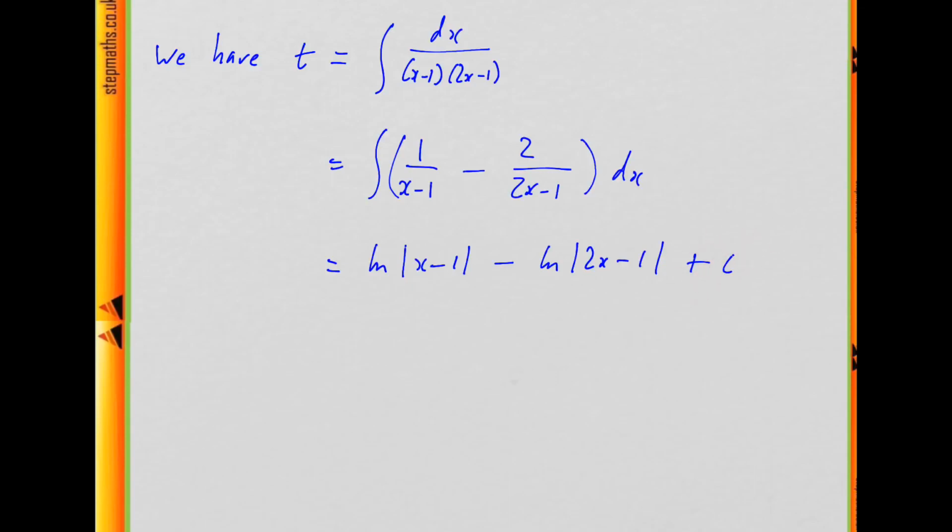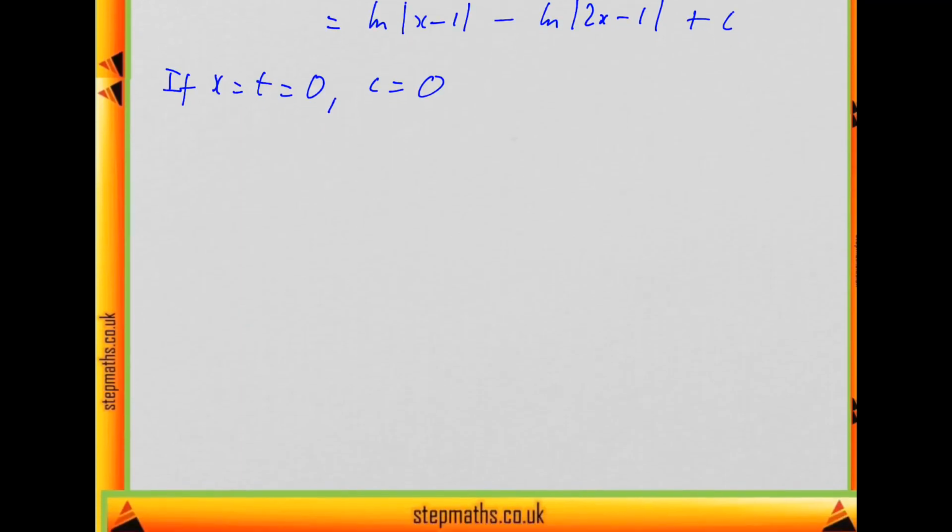And now we'll work out what it is. I could have made this log of a fraction, but I chose to write it this way for now. So we'll work out what c is. When t is 0, this side is 0, and here we have log 1 minus log 1, both of those are 0, plus c, so we have to have c equals 0. So if x and t are both 0, we get c equals 0, and therefore t is just the difference of these logs, which is log of a fraction. So t is log of mod (x minus 1) over (2x minus 1).